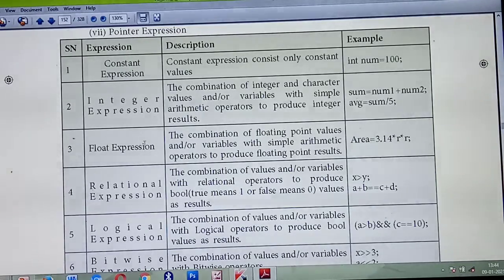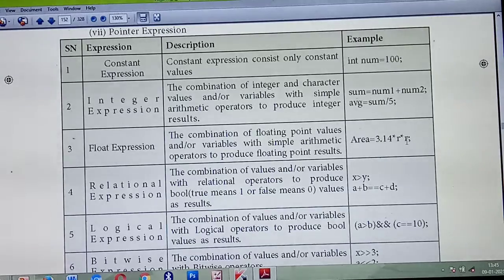Next one is float expression. Float expression means the expression will contain floating point values. Here the expression will contain floating point values as well as some variables, and these are combined using some operators to produce the result. See this example: area = 3.14 * r * r. This is one expression, isn't it?